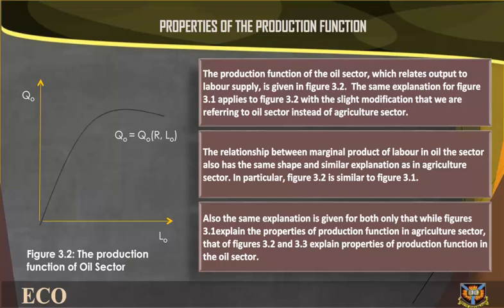The relationship between the marginal product of labor in the oil sector also has the same shape and similar explanation as in the agriculture sector. Figure 3.2 is similar to figure 3.1. The same explanation is given for both, only that while figure 3.1 explains the properties of the production function in the agriculture sector, figures 3.2 and 3.3 explain the properties of the production function in the oil sector.